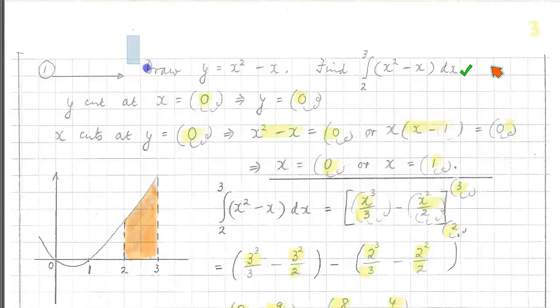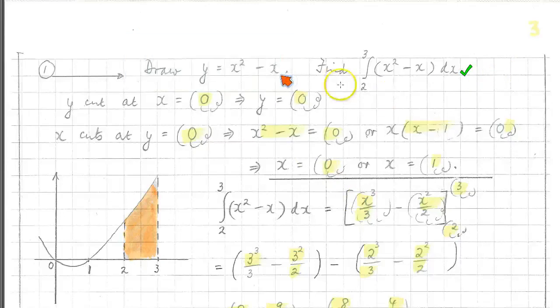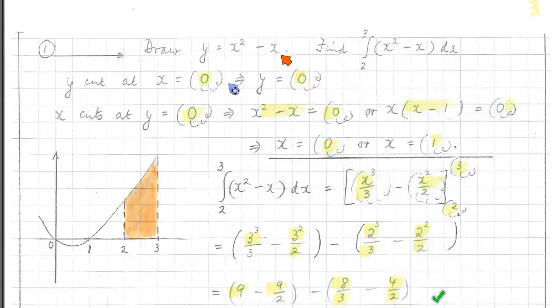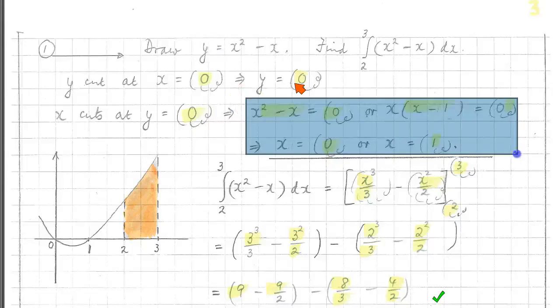Right, let's do an example. So I've called it example 1. Draw y equals x squared minus x and find the definite integral from 2 to 3. All right. This is a quadratic. The y cuts at x equals 0, so put 0 into that formula. x equals 0, you'll get y equals 0. The x cuts go at y equals 0, so you get x squared minus x is 0. Factorize that, and you're going to land up with x equals 0 or 1. And there's my quadratic graph I've drawn.